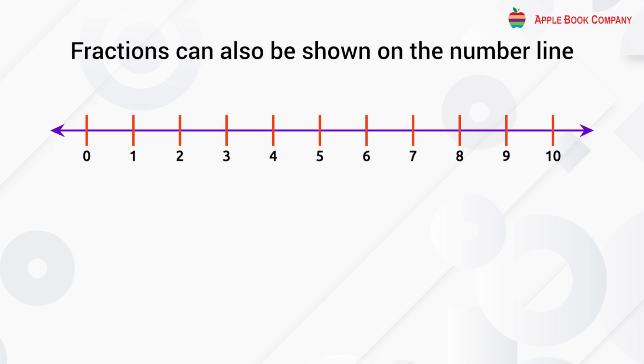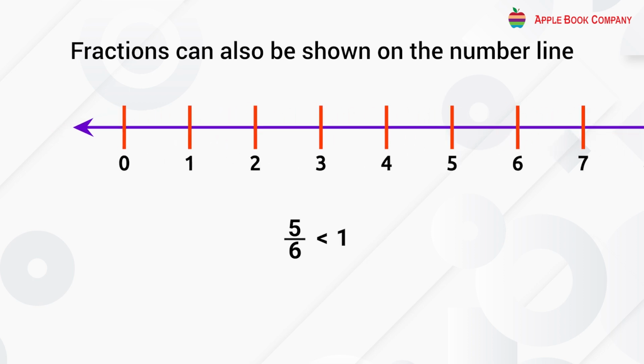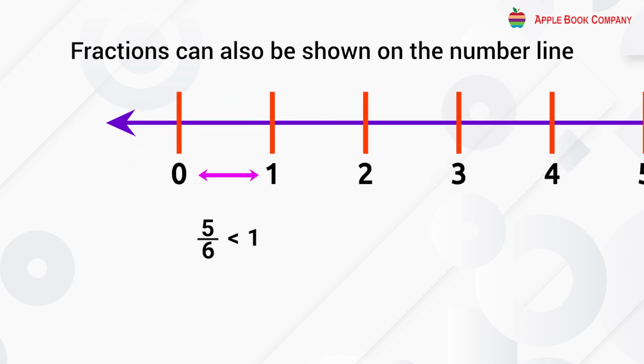Below here is the number line which shows numbers from 0 to 10. A proper fraction such as 5 by 6 has a value less than 1. So it will be found in the space between 0 and 1. An improper fraction whose value is greater than 1 will find a place to the right side of 1. Let us learn how to mark fractions on the number line.